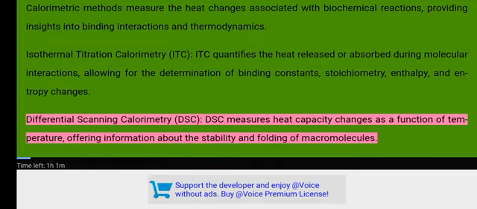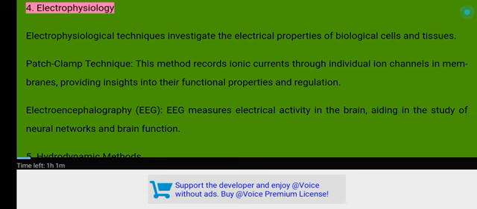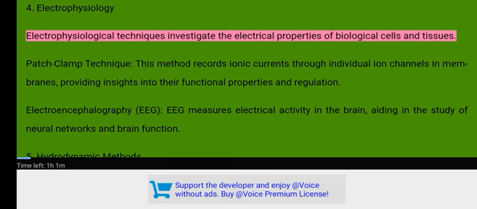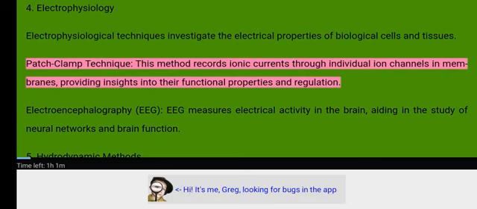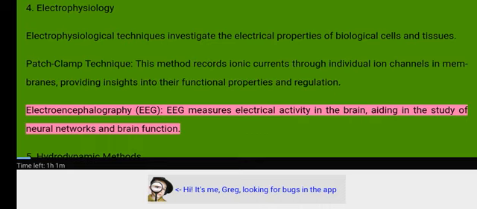Differential scanning calorimetry (DSC). DSC measures heat capacity changes as a function of temperature, offering information about the stability and folding of macromolecules. 4. Electrophysiology. Electrophysiological techniques investigate the electrical properties of biological cells and tissues. Patch clamp technique. This method records ionic currents through individual ion channels and membranes, providing insights into their functional properties and regulation. Electroencephalography (EEG) measures electrical activity in the brain, aiding in the study of neural networks and brain function.